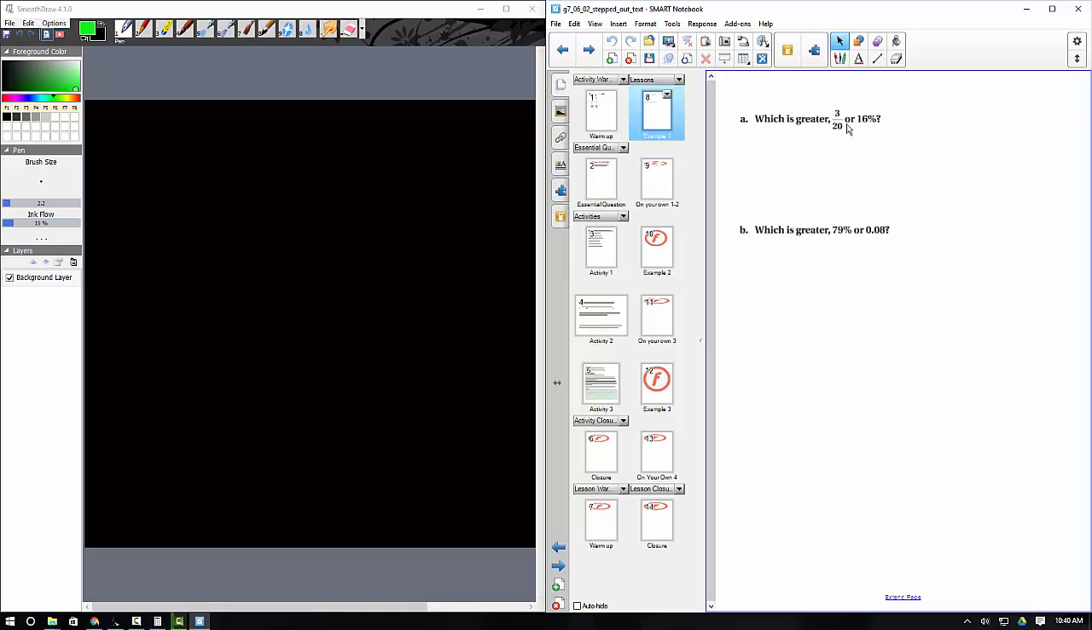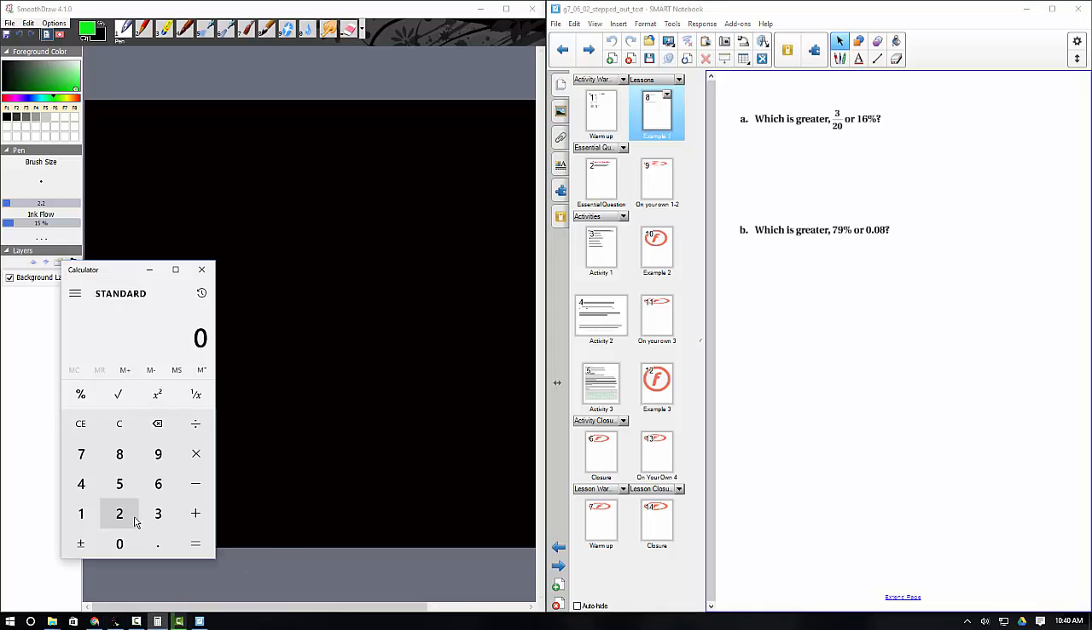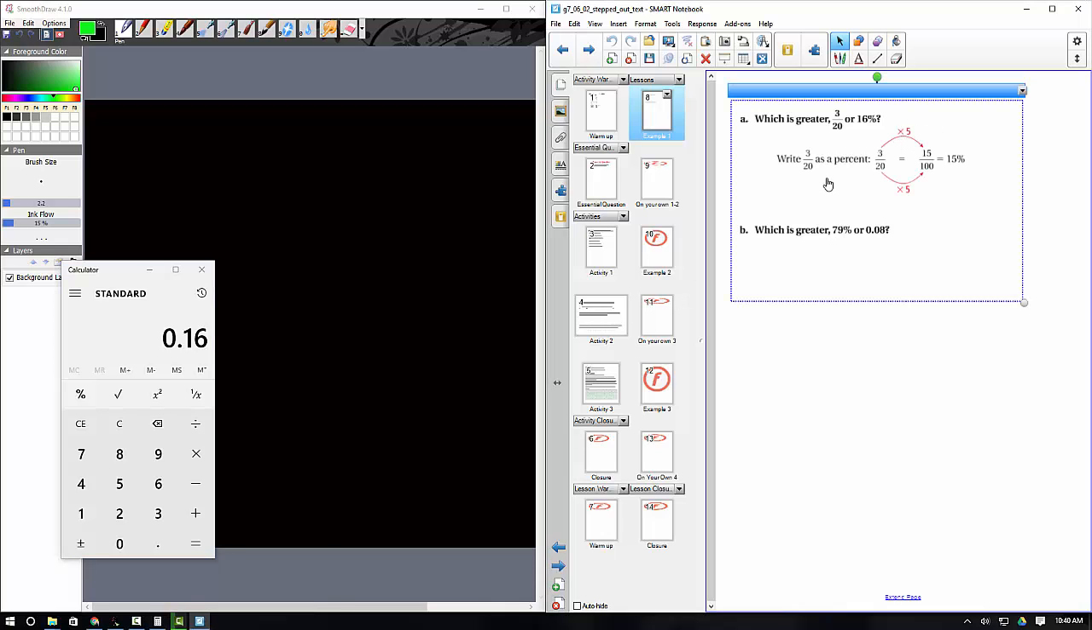So which is greater, 3/20 or 16%? Let's think about that. Well, it's hard to compare these two things because they're totally different, but if you have a quick calculator you can figure this out, let's just do it. So if I do 3 divided by 20, I have 0.15, and 16/100 is 0.16.